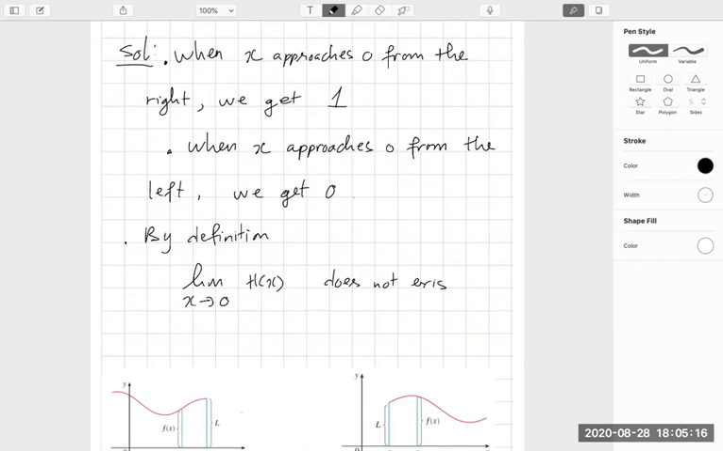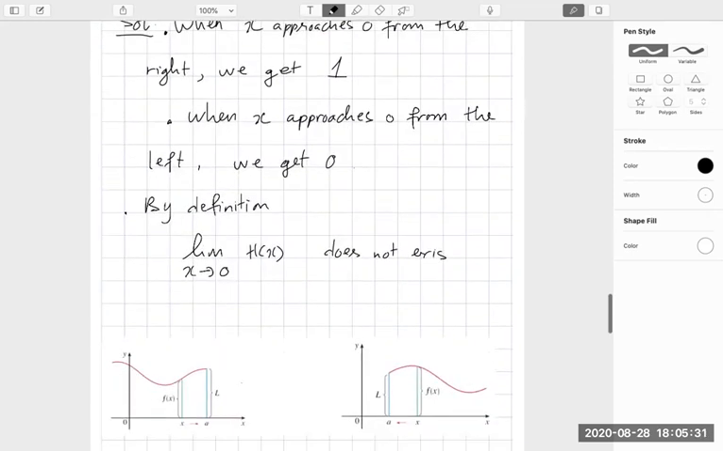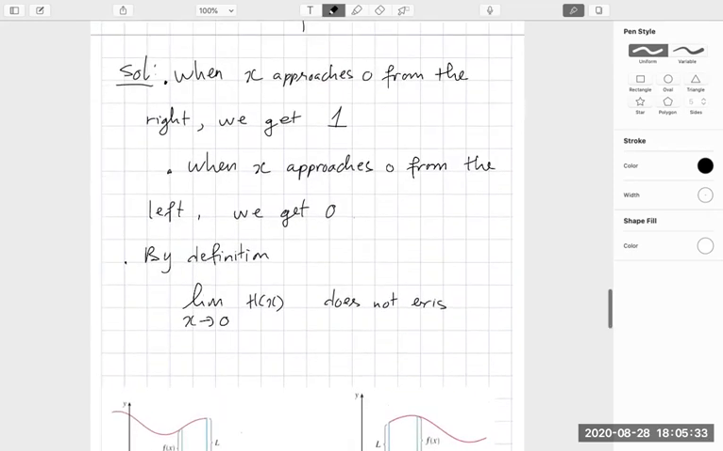Because the limit exists when f of x approaches only one value as x comes to 0 from both sides, right? But it is not the case here. When x goes from the left, it becomes 0, and when x goes from the right, f of x becomes 1. So the limit does not exist in this case.